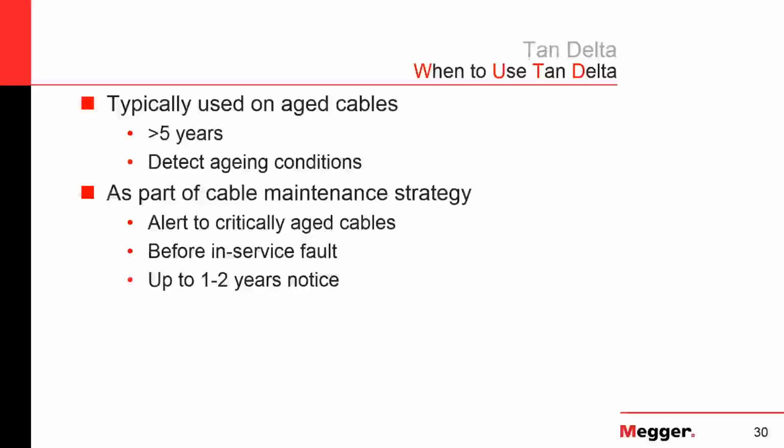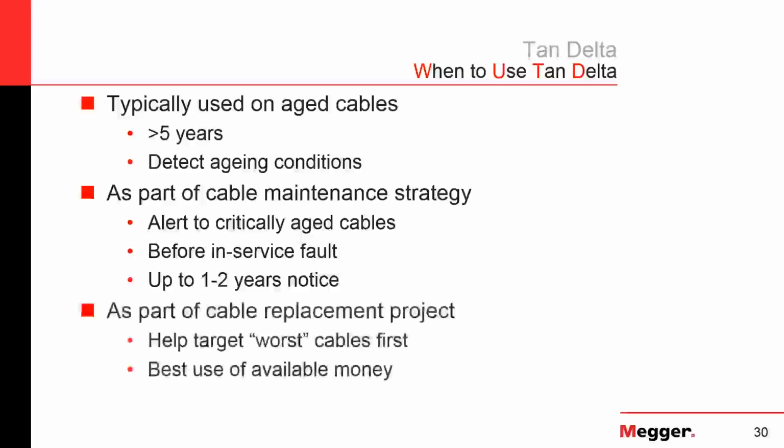One of the more common uses I see for Tan Delta is as part of a cable maintenance strategy. If we use the Tan Delta consistently and go around through the system and test all our cables on a regular basis, we start to get an alert to critically aged cables. Even a single test, even just the first time we use the Tan Delta test, can give us an alert to a critically aged cable before it fails in service. Of course, the more often we do this, the more trending data we have, the better we're able to predict things. And if we have that kind of trending data, we may get a year or two notice before that cable fails in service.